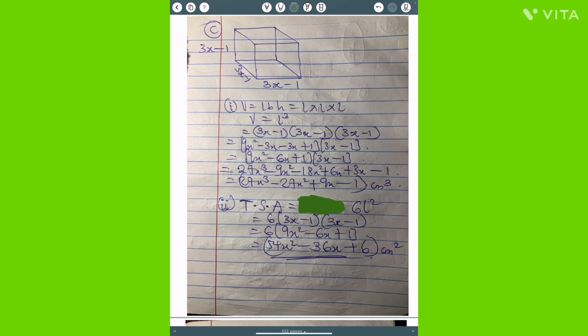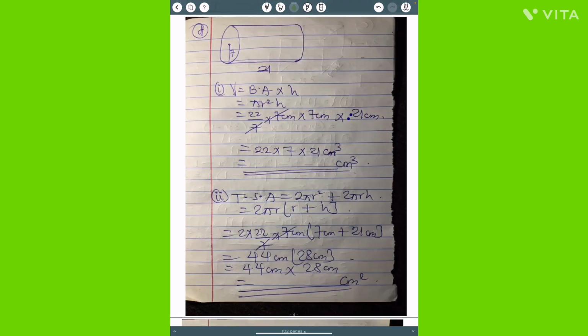This is the volume. So the total surface area is simple, 6L squared. So that gives what? 3x minus 1 times 3x minus 1. After getting my answer, I'll multiply by 6 and get an expression for the total surface area in centimeters squared.